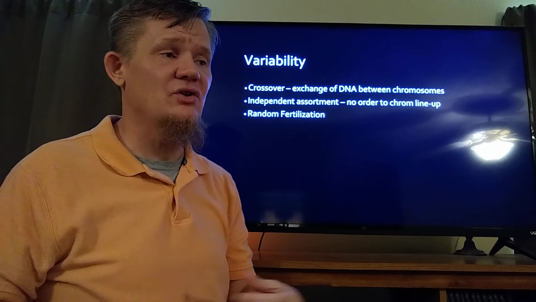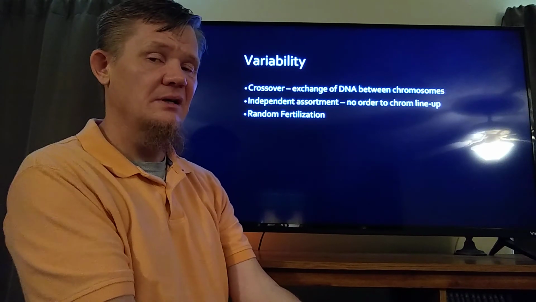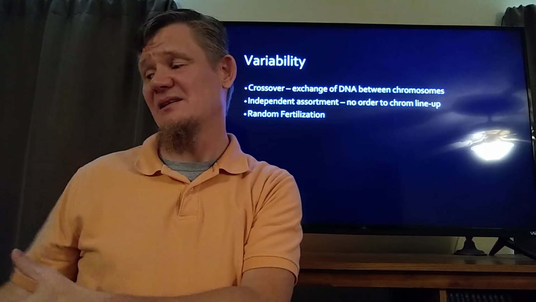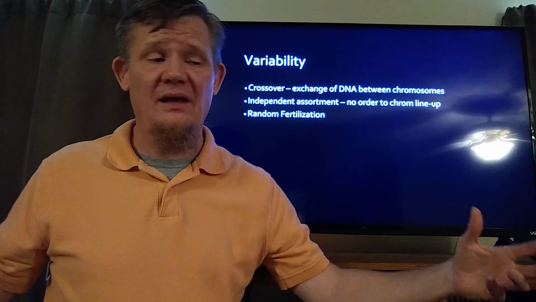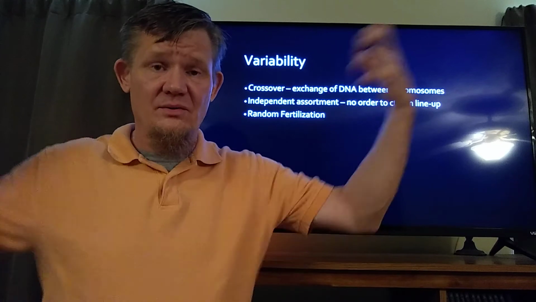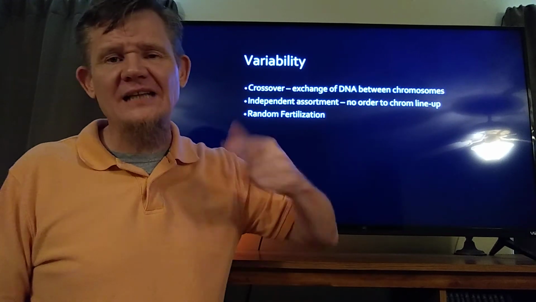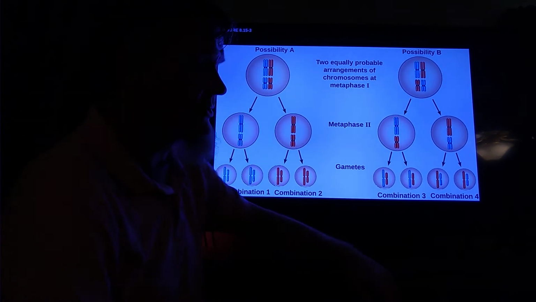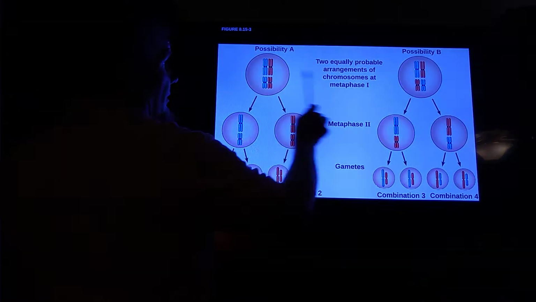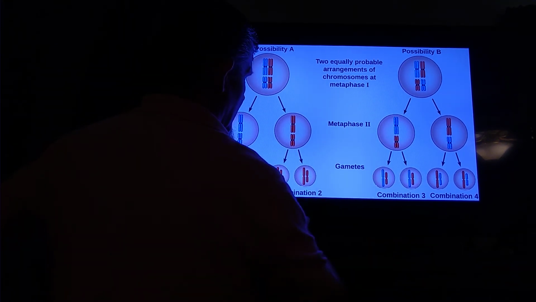And what that does is make sure that I don't always make sperm cells that have the same combination of chromosomes, and the egg cells are not always the same combination. Remember, what's the whole point of sex to begin with? It is to mix up the DNA. So independent assortment mixes up the DNA. The last one is called random fertilization. This shows independent assortment: they line up in a different manner each time, so you end up with different combinations.